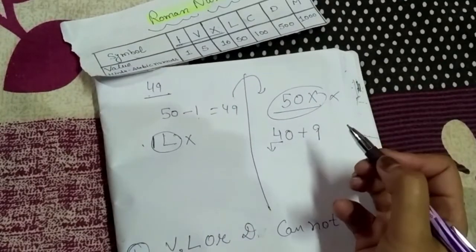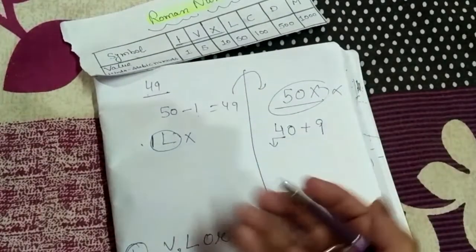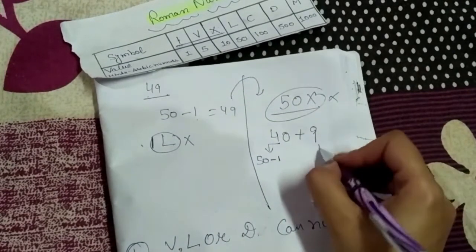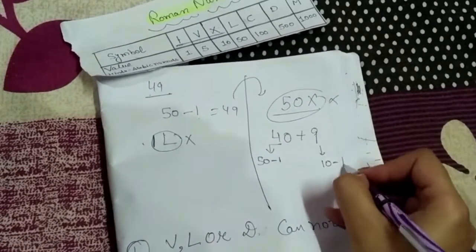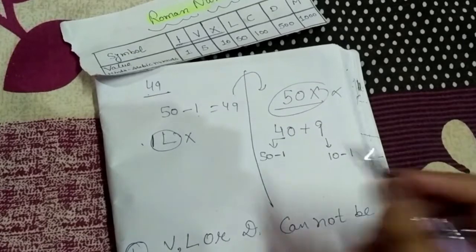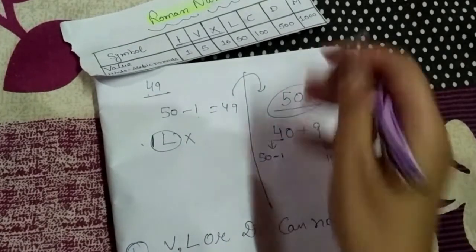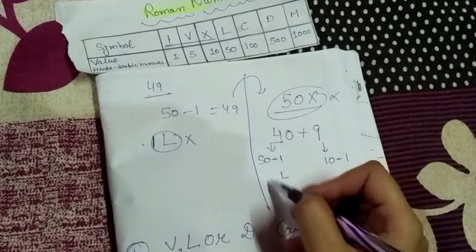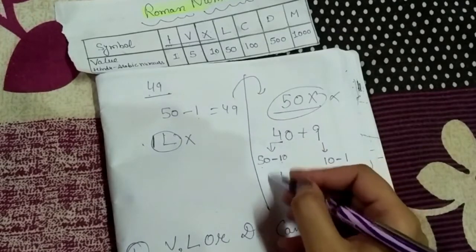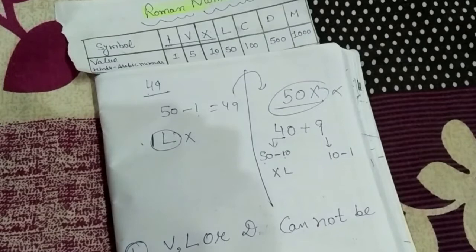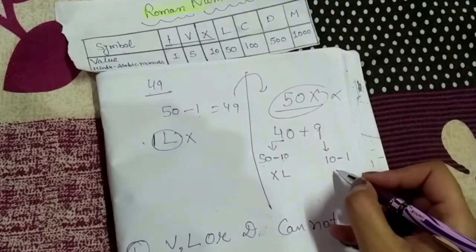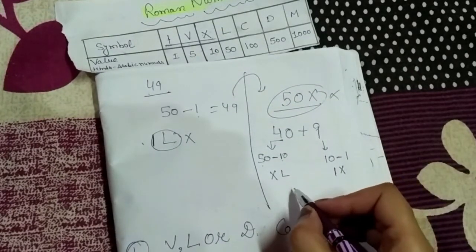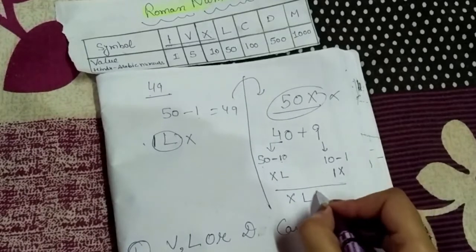For 40, I've just told you, 40 means 50 minus 10, right? And 9 means 10 minus 1. Okay. So for 50, I am having a symbol, that is L, minus 10 actually. So here XL is 40. And for 9 it is IX. So its correct answer will be XLIX.